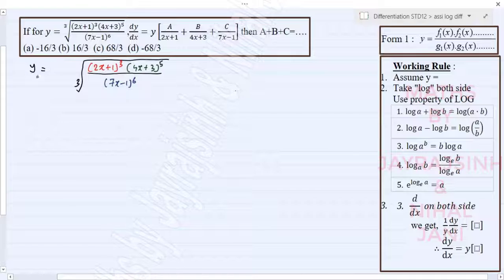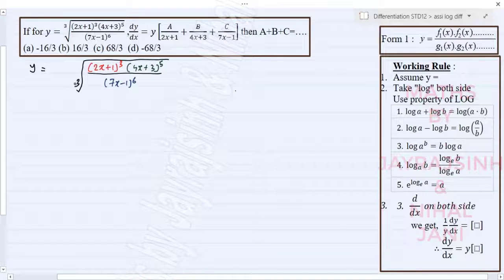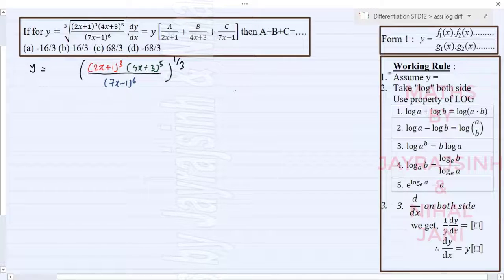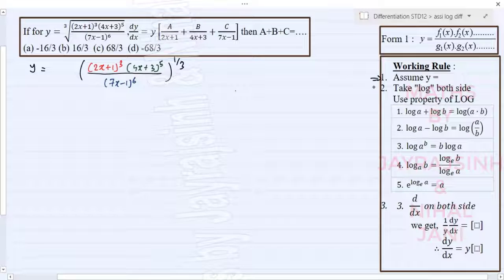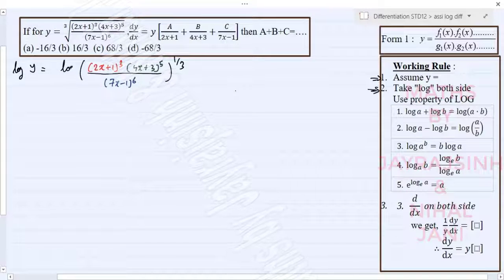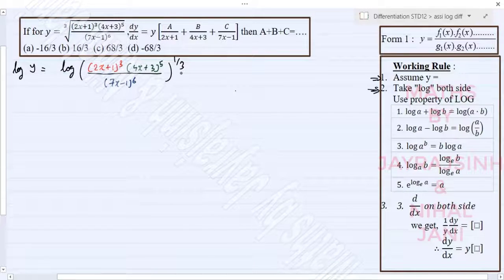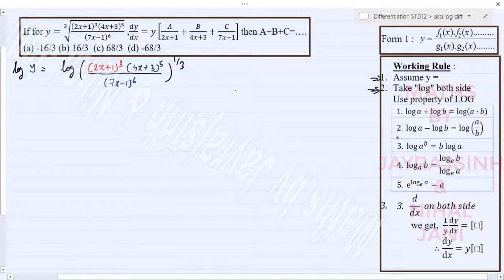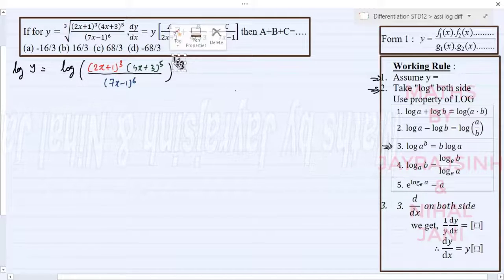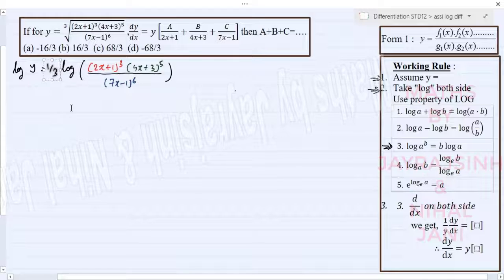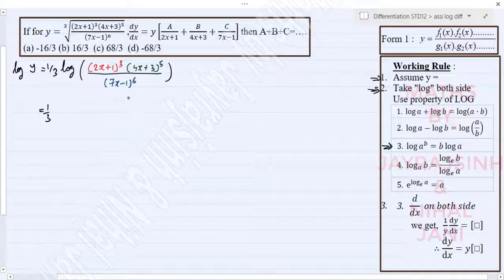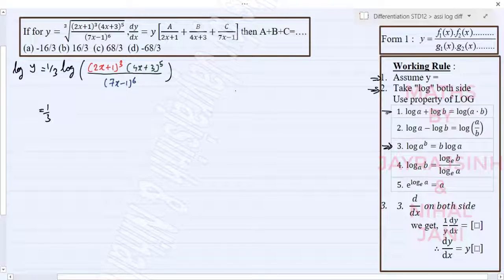Here we have our y, and this cube root can be rewritten as whole raised to 1 by 3. So we get our y is equal to our function. Now let's take log on both sides. So here we'll get log y is equal to log whole bracket raised to 1 by 3. Now let's simplify using the third property. We can say this 1 by 3 will go within the multiplication of log. So we get 1 by 3 log whole bracket, which can be simplified using the first and third property.